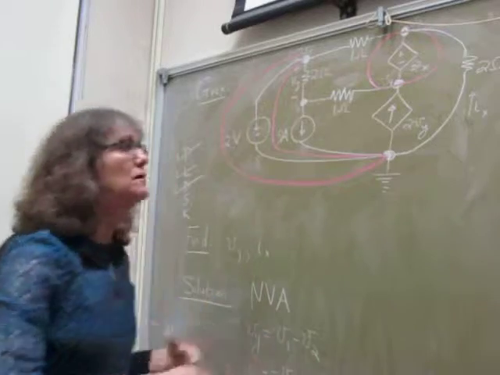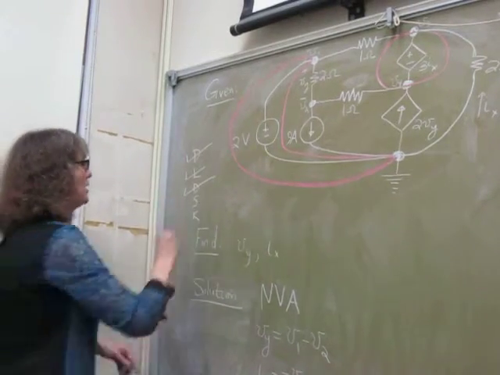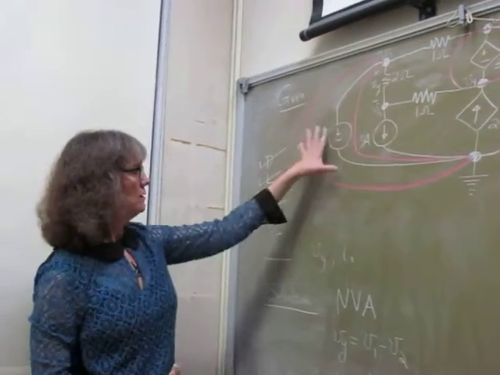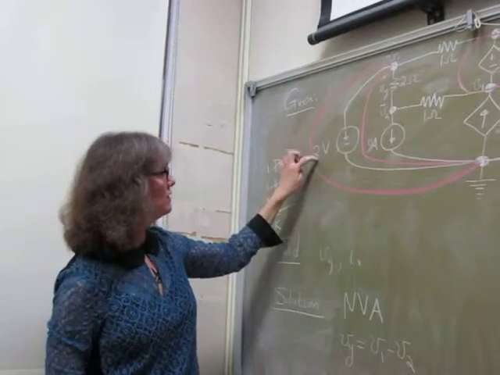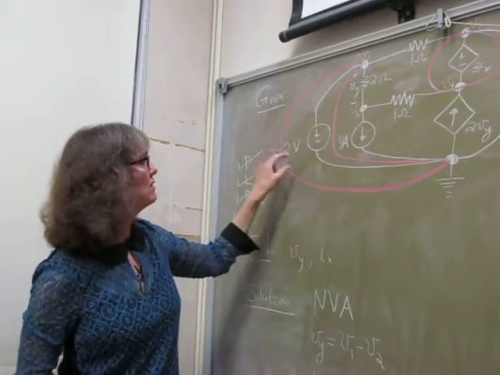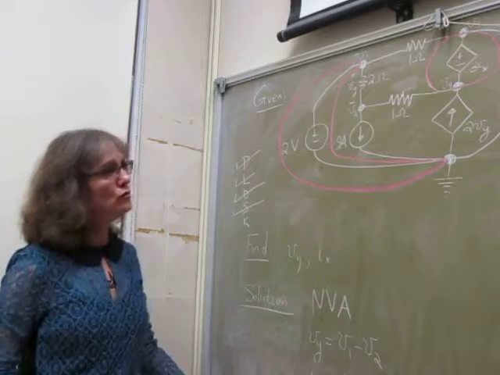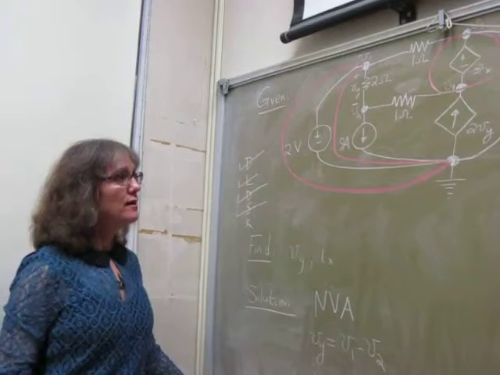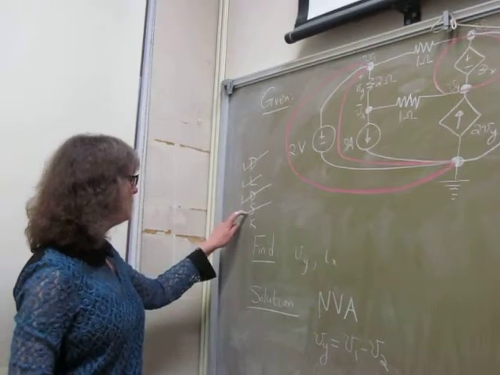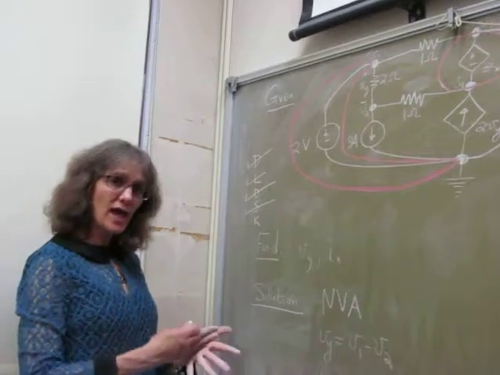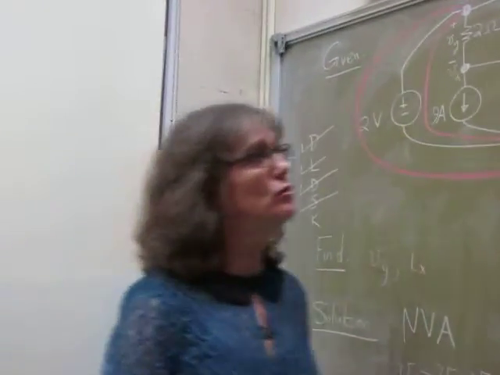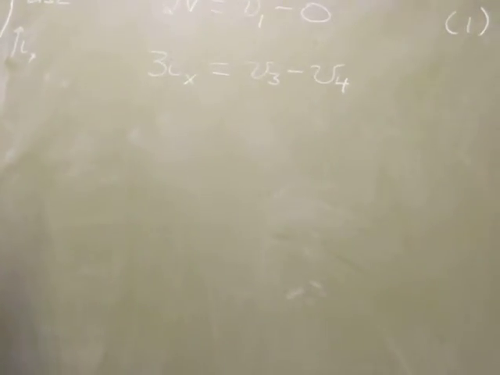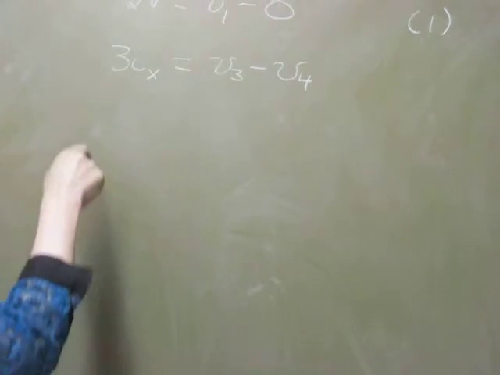So I wrote the equations that I needed to write once I identified the supernodes. You just take the voltage source inside the supernode and write its voltage in terms of the node voltages on either side. So I did that for both of my supernodes. And like I said before, this step here is the first of your n equations in n unknowns. So this equation here is the first of the 4 equations I need, because I know I've got 4 unknowns, so I need 4 equations.